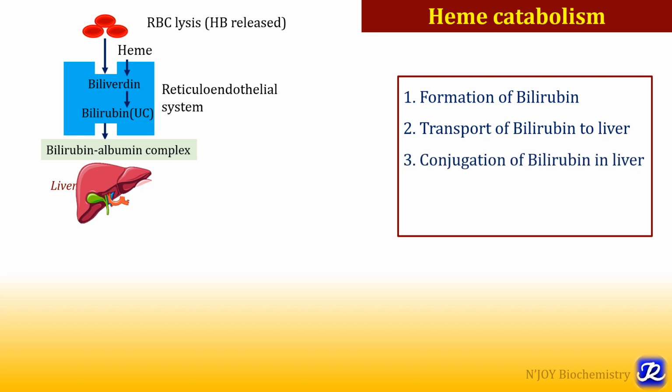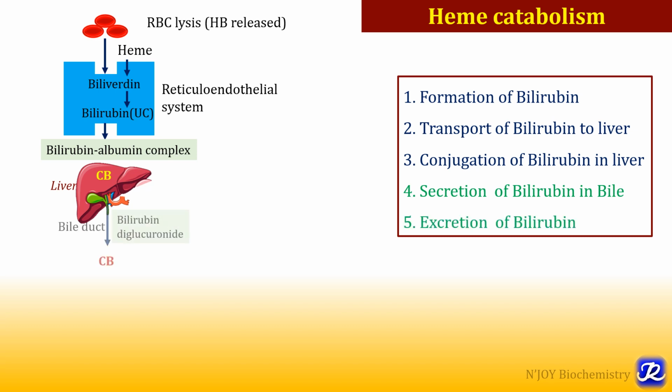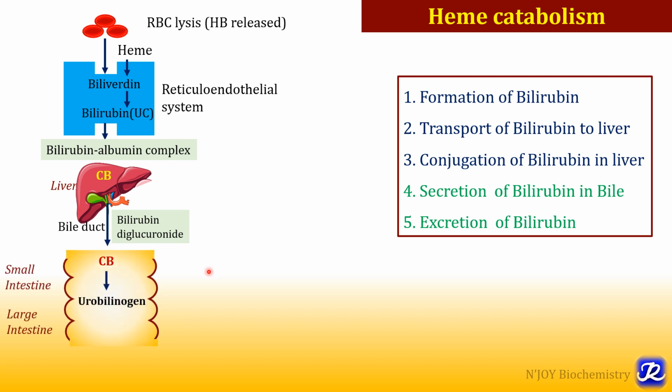Third, in the liver conjugation occurs. So this unconjugated bilirubin is now conjugated with the help of glucuronic acid to form conjugated bilirubin. And the fourth step is then secretion of this conjugated bilirubin in the bile and then excretion of bilirubin. This bilirubin, which is now a conjugated bilirubin, is also called bilirubin diglucuronide, and it is excreted through the bile duct and comes into the intestine.